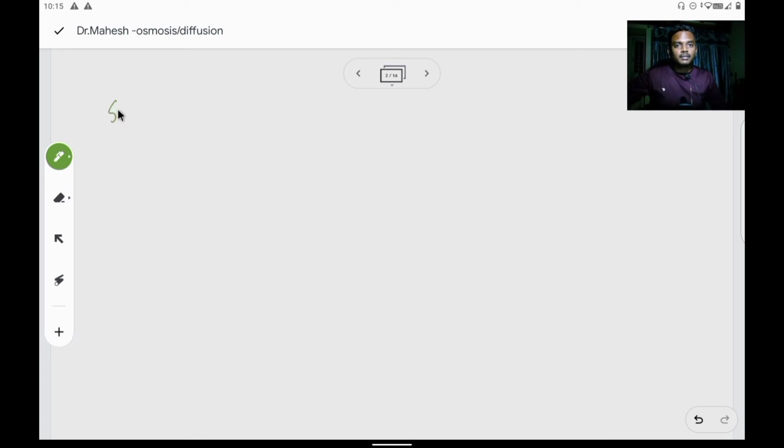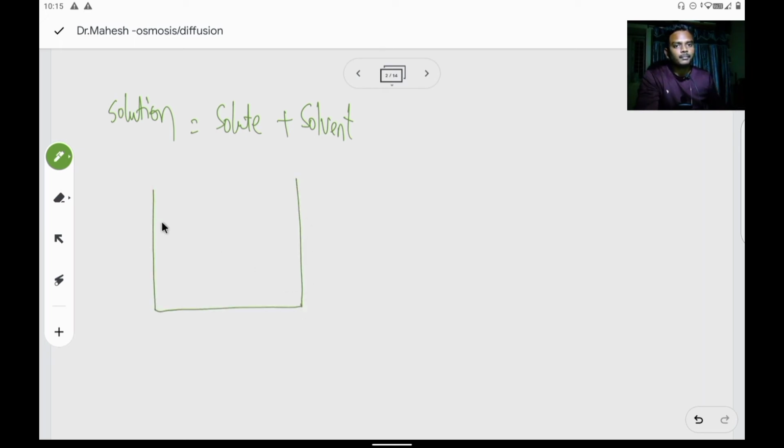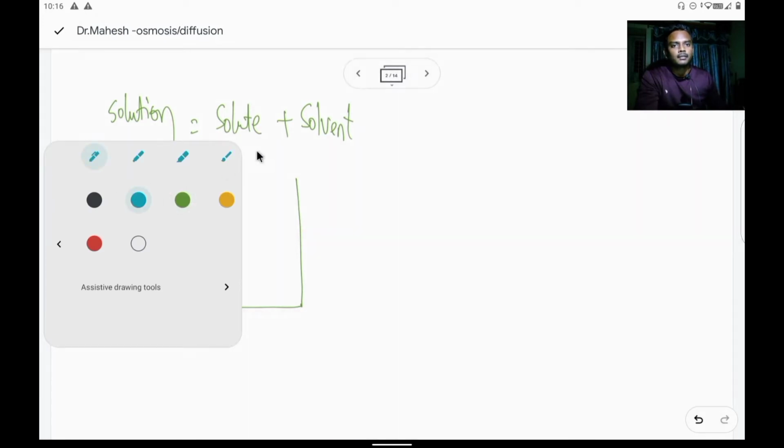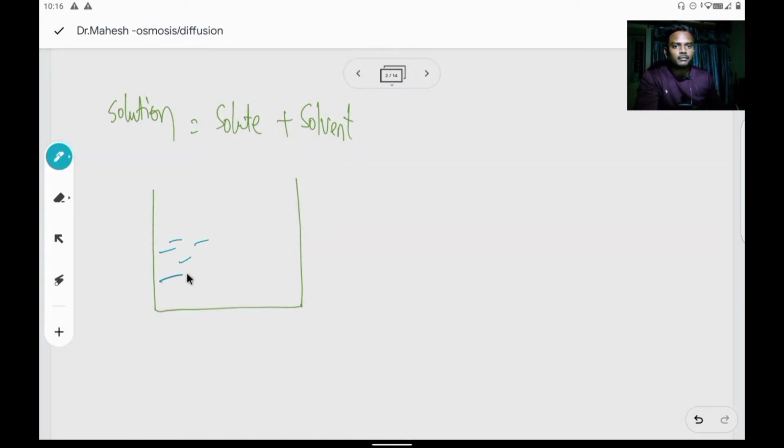First, we all know about solution. Any solution you take, everything is a solution. In it we have two components, solute plus solvent. If we combine these two, a solution will be formed. I'll explain. Suppose this is a container. Just add some water in it, and now what will you do? Sprinkle some salt in it.